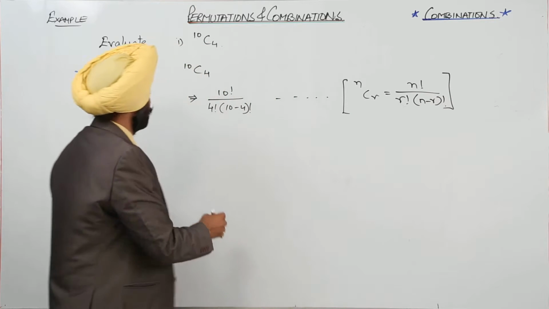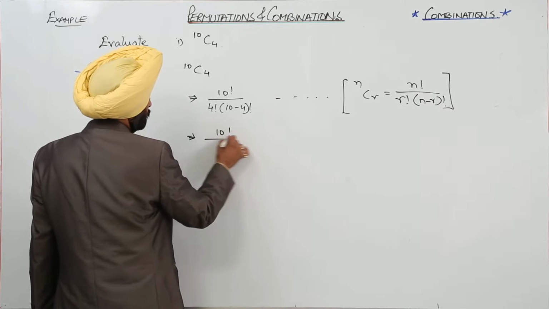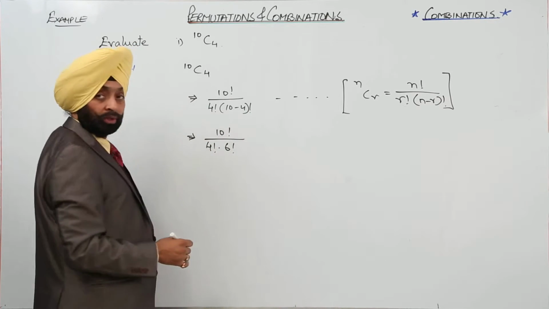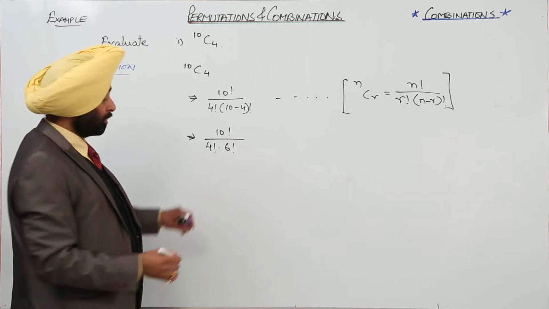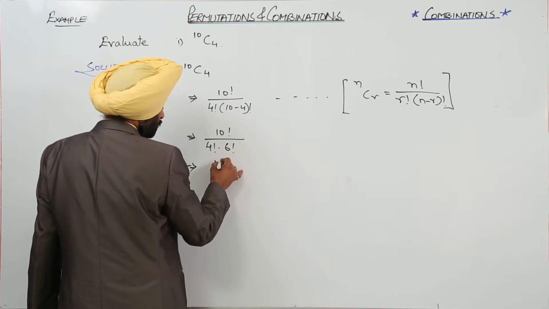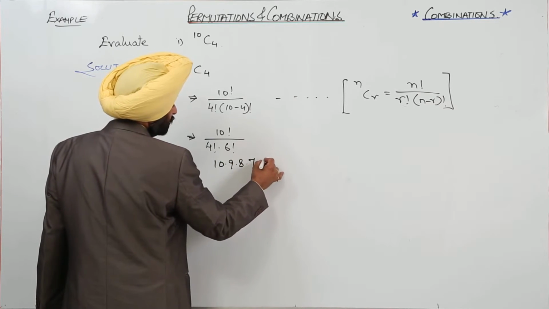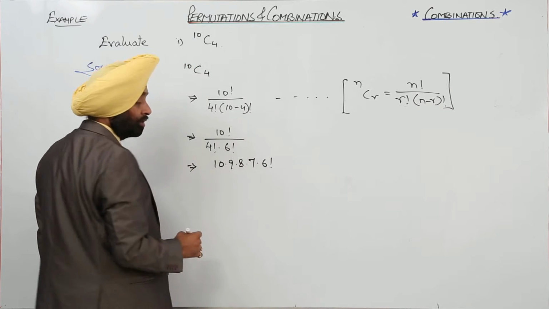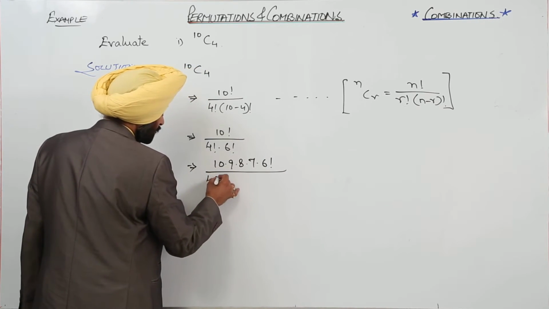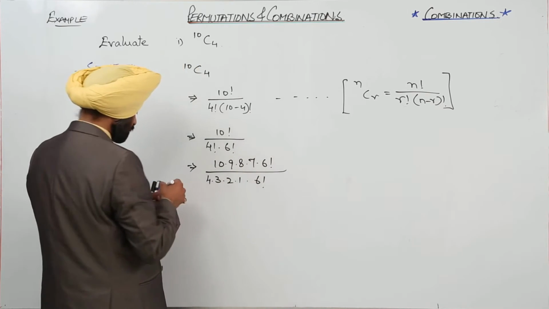Now let's solve it. 10 factorial upon 4 factorial times 6 factorial. Now which is more? 6. Okay. So 10 times 9 times 8 times 7 times 6 factorial. We will leave 6 factorial here. Now 4 times 3 times 2 times 1 times 6 factorial.